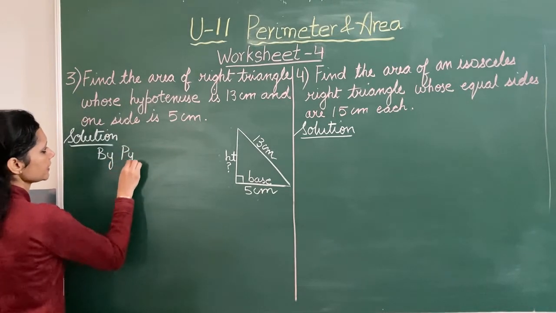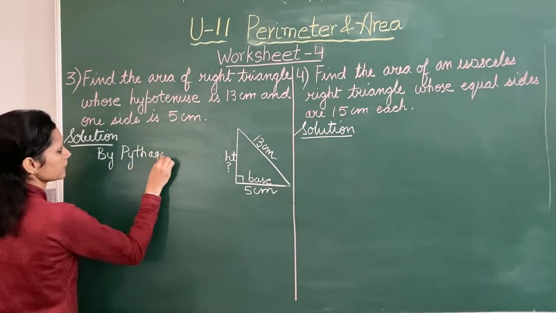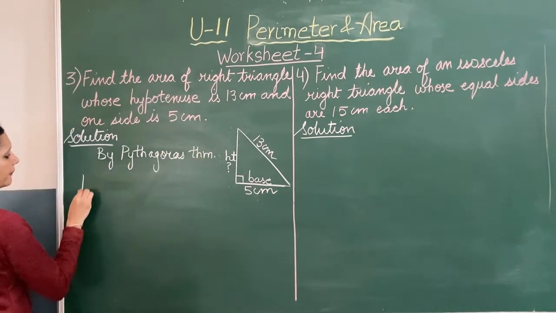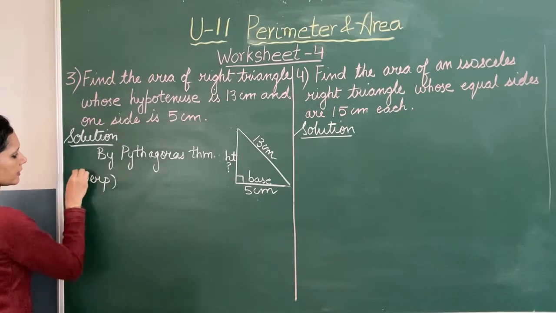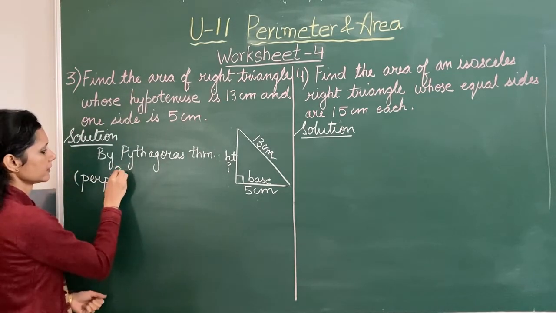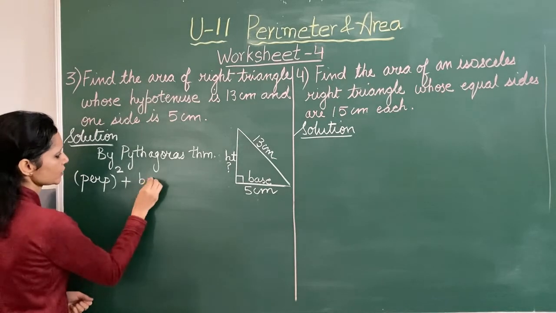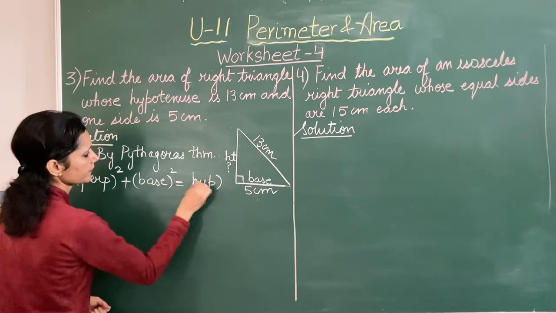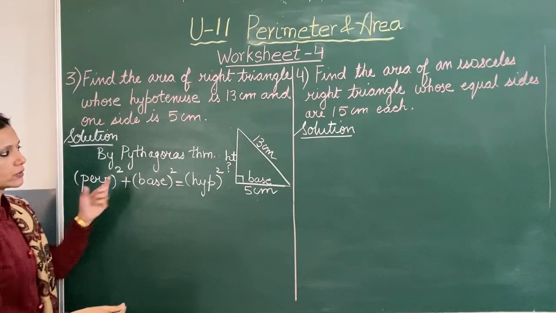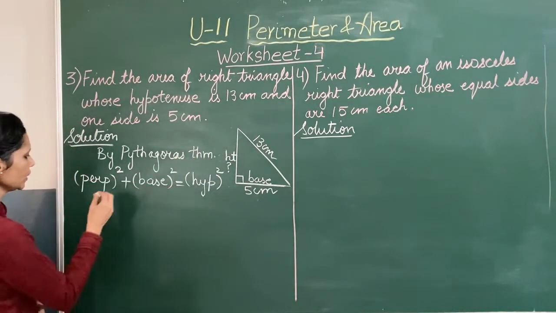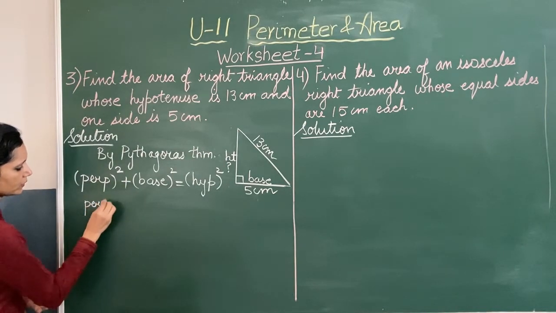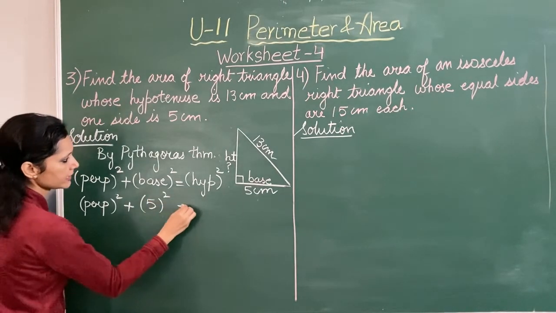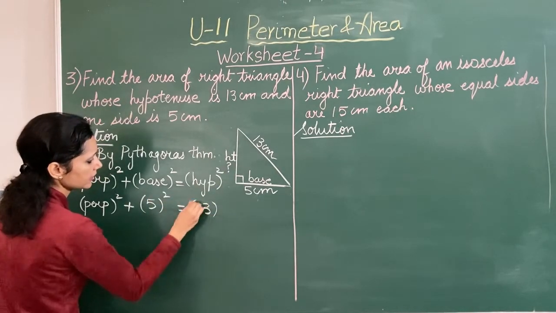By Pythagoras theorem, the perpendicular square plus base square is equal to hypotenuse square. Now let's put the values. We do not know the perpendicular, this height we do not know, so we'll write it as perpendicular only. Perpendicular square plus the base 5 square is equal to hypotenuse 13 square.